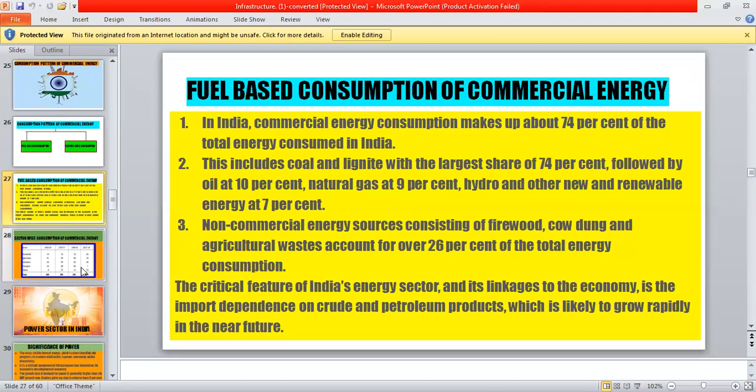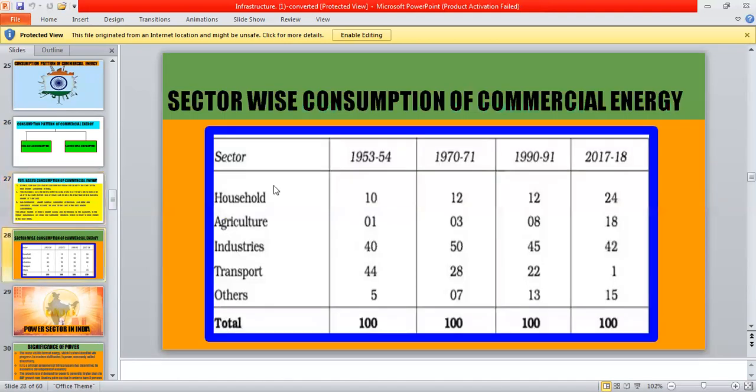Now, if we look at the sector-wise consumption, what is happening is that in 1953-54, around 44% of the consumption was from transport and 40% from industries. In 1780, transport is 1%, 42% is for industries. This shows the shift.